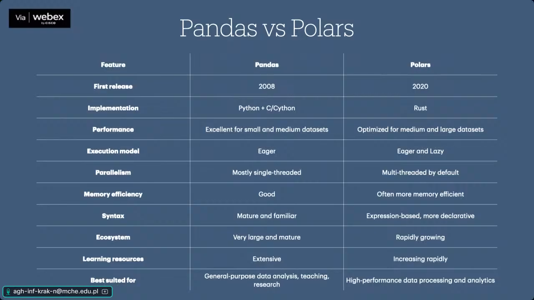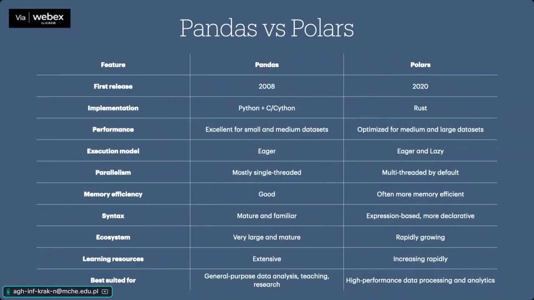The execution model for Pandas is eager, and for Polars it can be eager and lazy depending on what your needs are. Do you know what I mean by the execution model being lazy? Yes? Yeah. So you don't have to do everything. You can really control what is loaded when. You can also do multi-threading. In Polars, it's by default. In Pandas, most things are single-threaded.